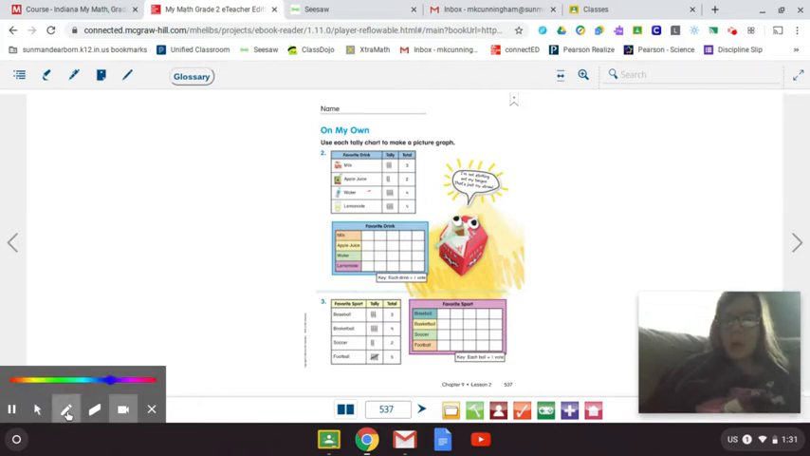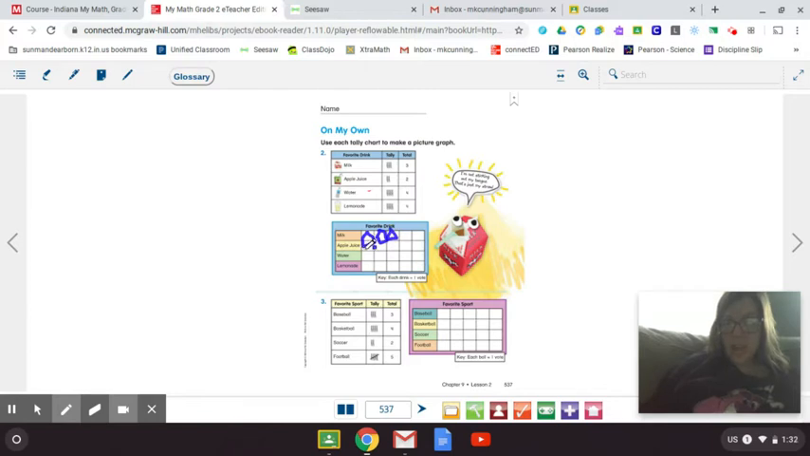All right, so we're using the tally chart again to make a picture graph. So it says, key down here, each drink equals 1 vote. So each box, I'm going to draw one thing, okay? So I'm actually going to use shapes because I can't draw it. So like the milk carton is going to look like a pentagon. So if there were 3 milks, I'm going to draw 3 pentagons. That's my milk carton.